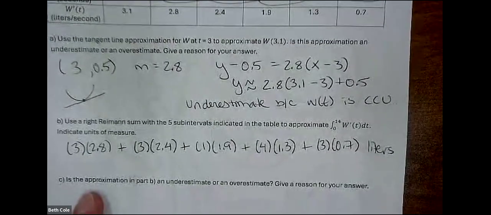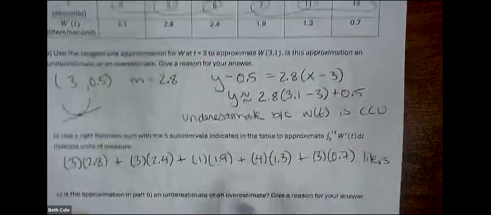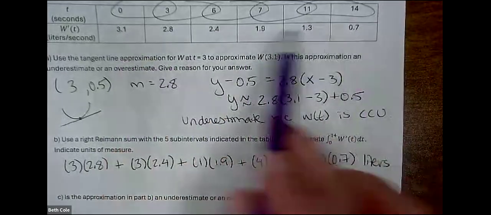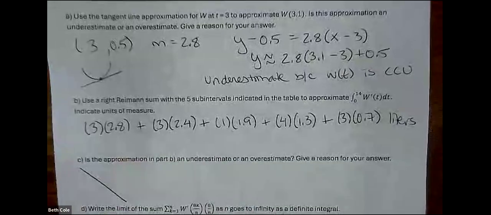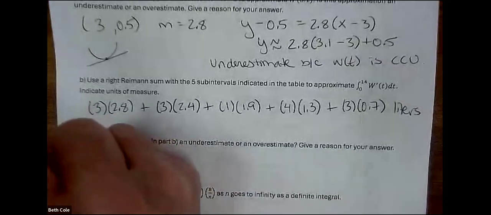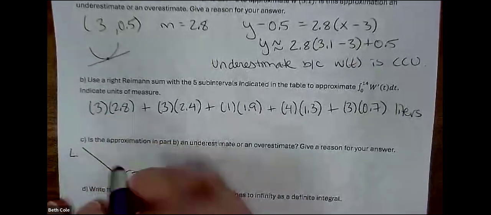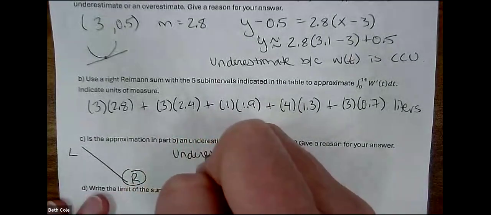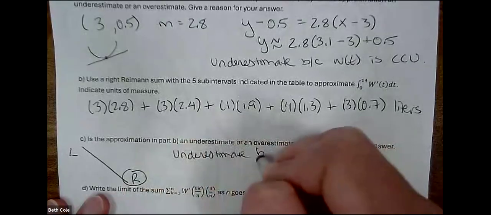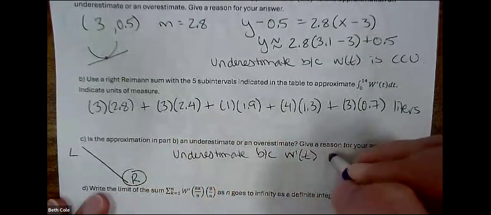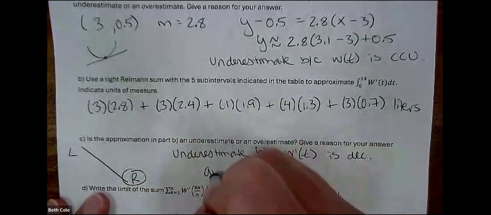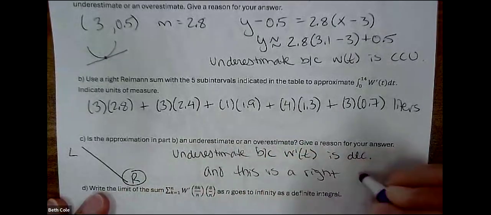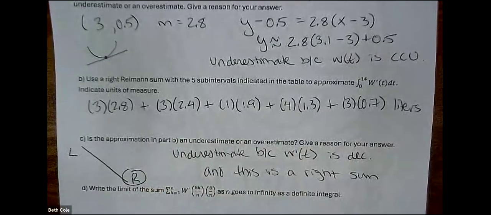All right, is that approximation an underestimate or overestimate? That comes from what these values are doing. 3, 2.8, 2.4, 1.9. Okay, these values are decreasing. I just always draw a line. This is left, this is right. We did a right sum. See how that's lower down? So we're going to say underestimate because W prime is decreasing and this is a right sum.